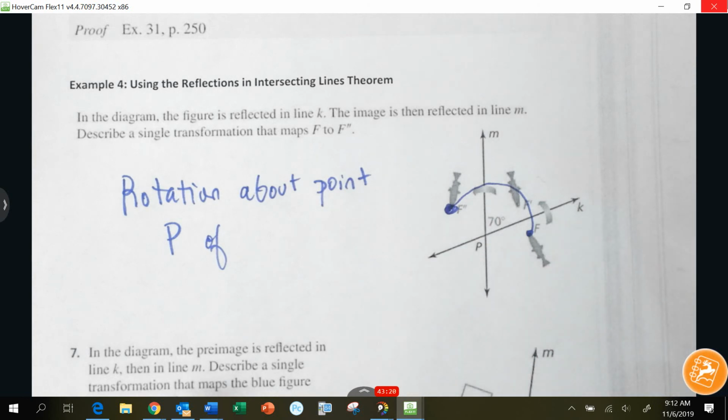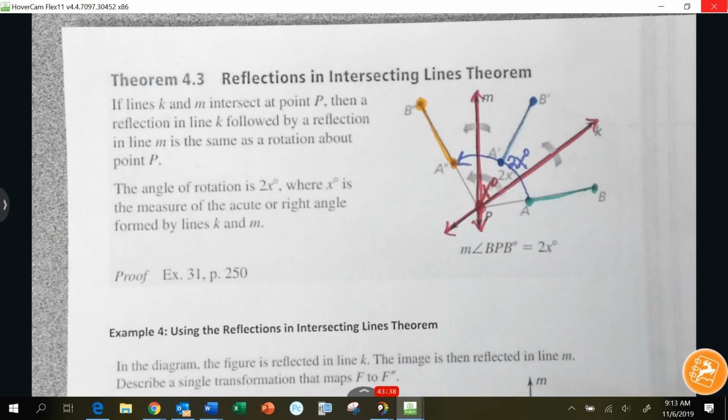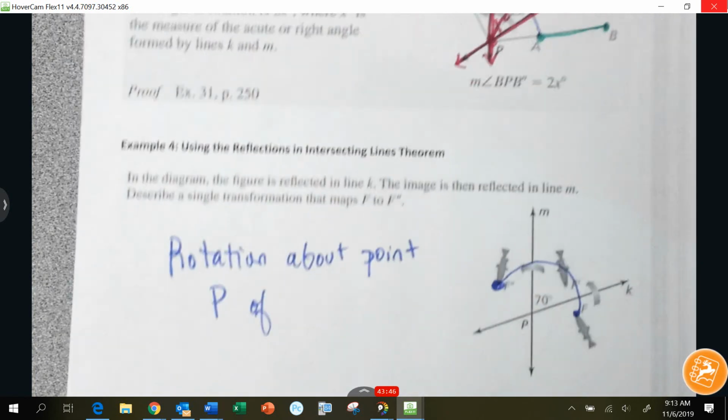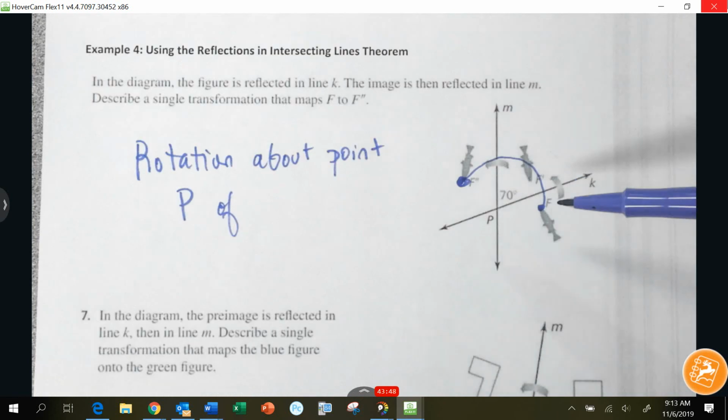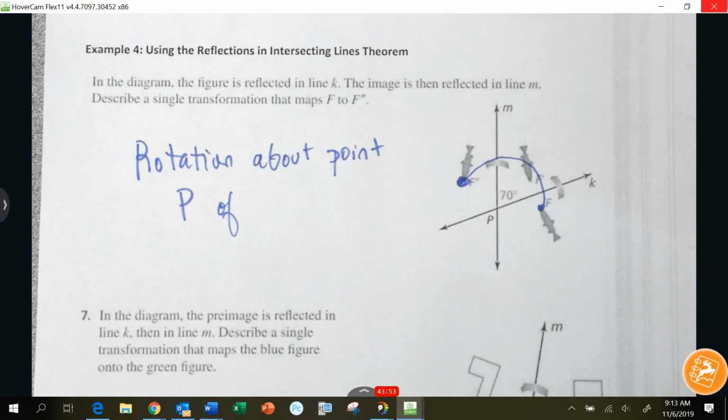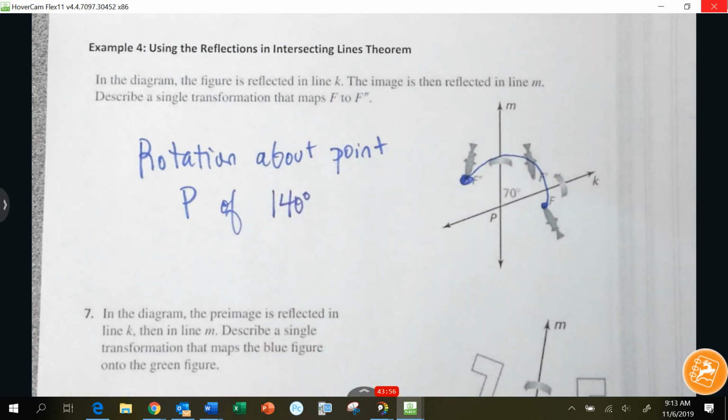What have I not called on? Have I called on everything? I called on you, right, Stephen? Called on Aaron. I think I called on everybody. Alex, do you know what it is? Okay, what's the theorem say? The angle of rotation is? Okay, so what's x in this case? So what's my answer going to be? Right. 140 degrees. You guys can figure this out.